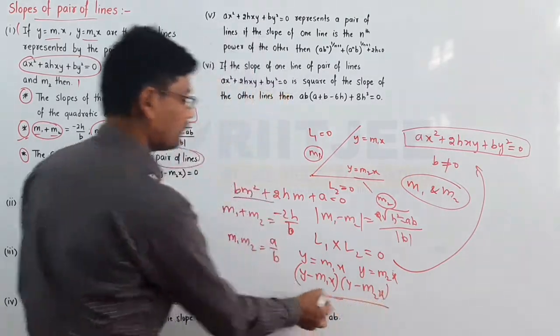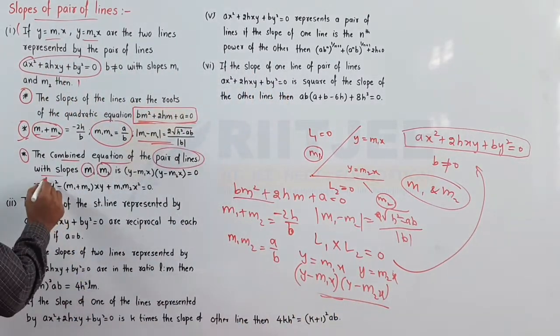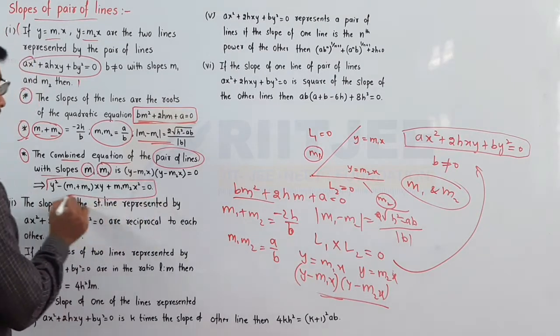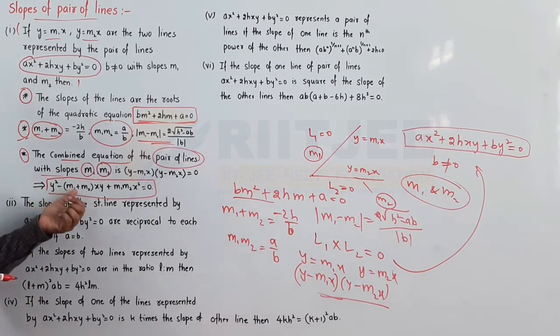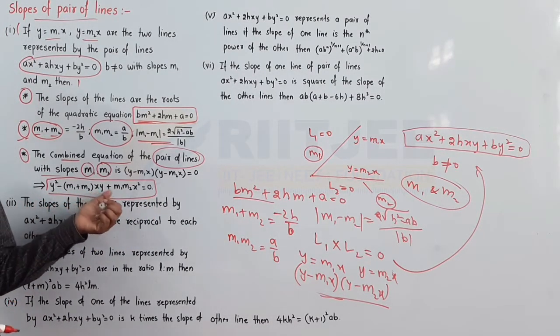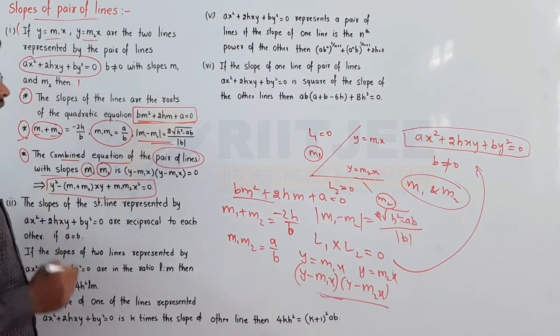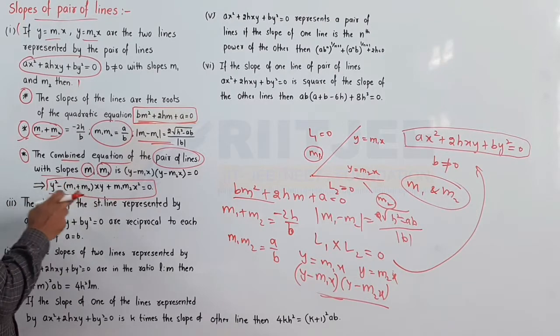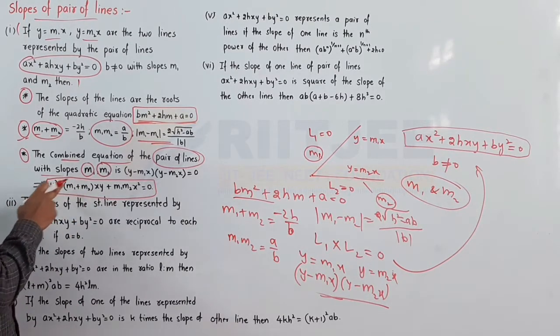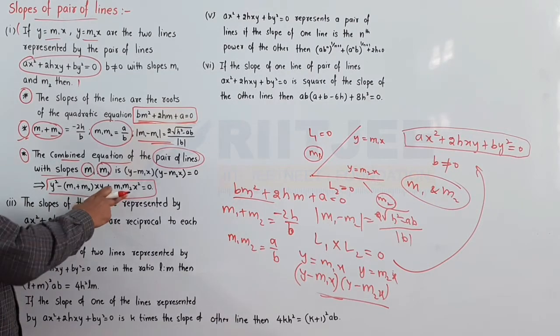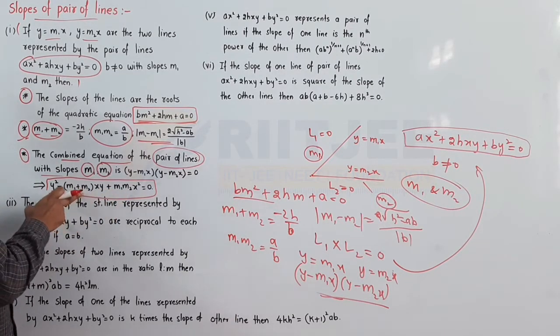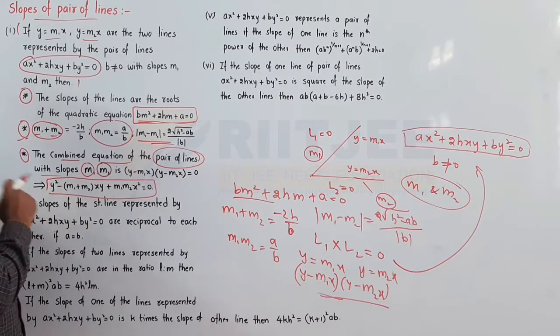If you multiply these two equations, we will get the equation y square minus sum of the roots into xy plus product of the roots into x square. So here it is in the form of ax square plus 2hxy plus by square. A is nothing but m1 m2. 2h is nothing but minus of m1 plus m2. B is equal to 1 here.